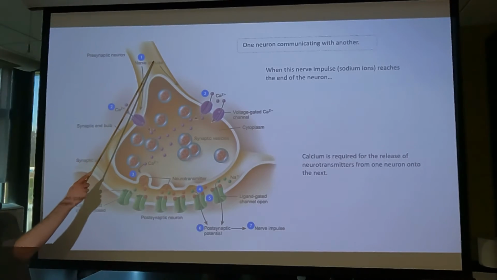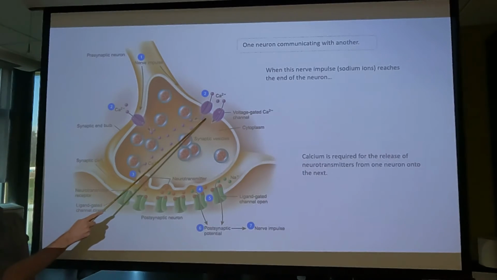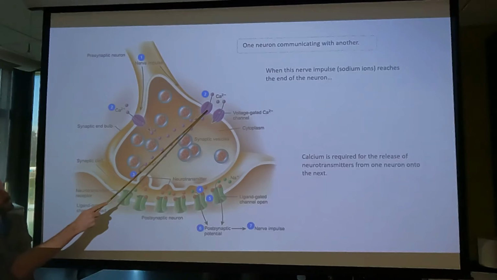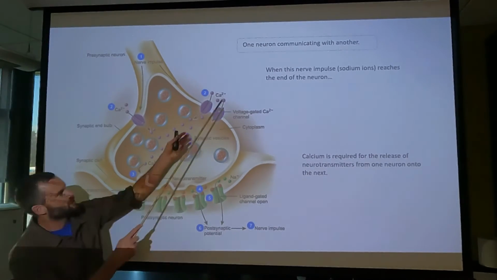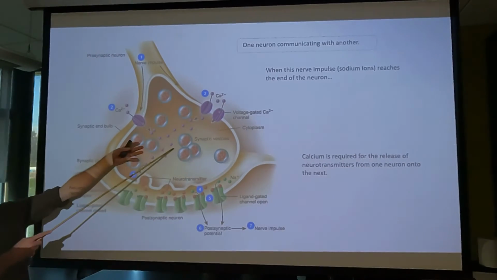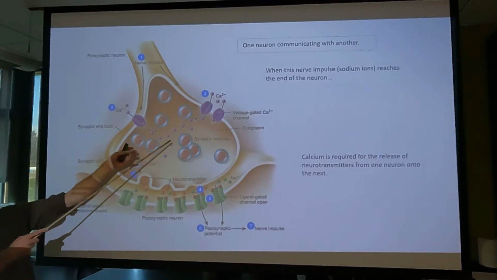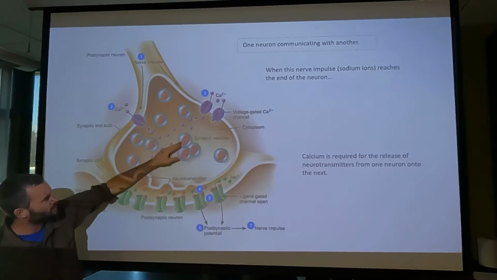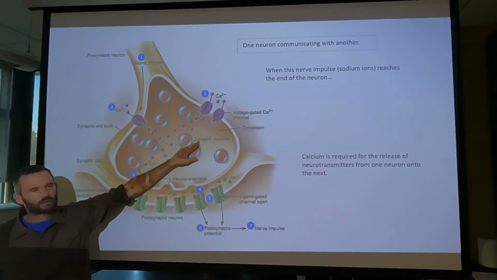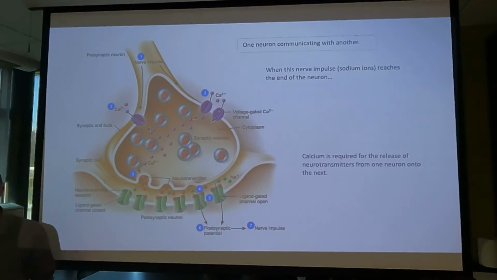So sodium ions, this positively charged sodium flows down the axon to the axon terminal. That changes the voltage, and it opens these voltage-gated calcium channels. What happens next? Calcium moves from outside the cell inside the cell. What happens next? Calcium coming into the cell causes these little spheres here, we call those synaptic vesicles. And what are these little bubbles inside the synaptic vesicles? Those are neurotransmitters being stored there.